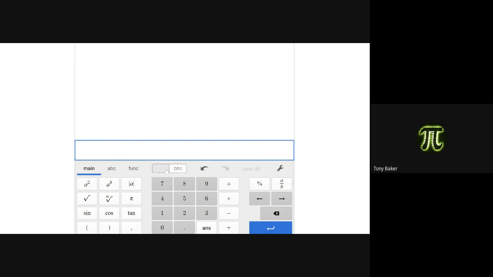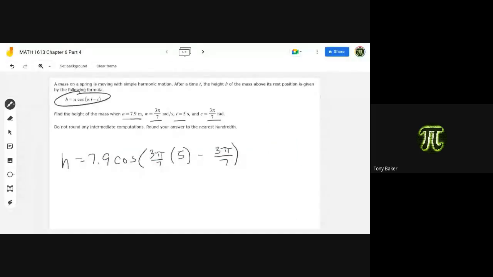So you'll have a button on it. This one is just right here. It says radians or degrees. Depending on the calculator, depends on where that button is. So in this one, we've got 7.9. Actually, I'm just going to do this. I'll type it in. I'll put it back to it.